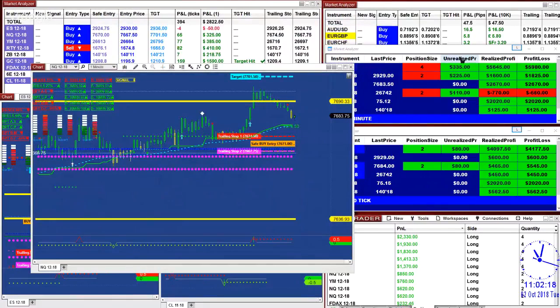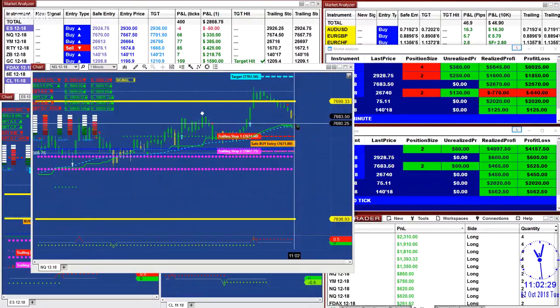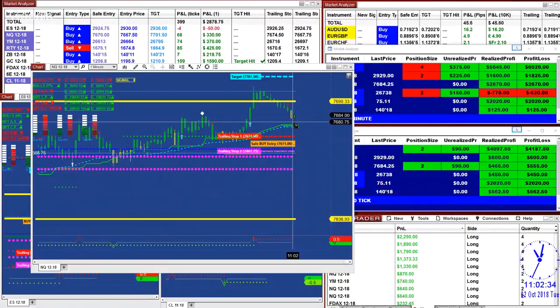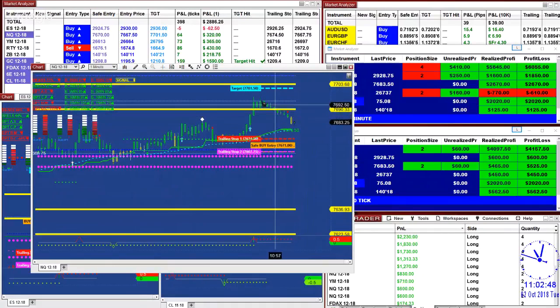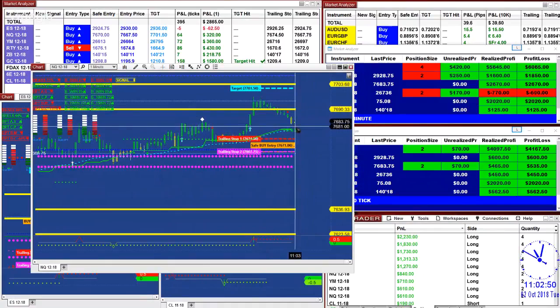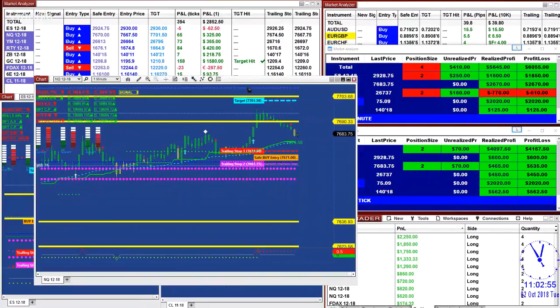For Nasdaq traders, you have a re-entry point at 7680.25, or if you want to be aggressive, you can go 7680.50. This is an entry, folks, right there on the pullback. This is the second trade we called today on the Nasdaq.